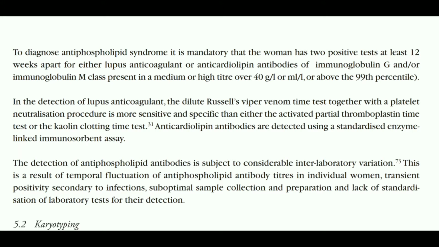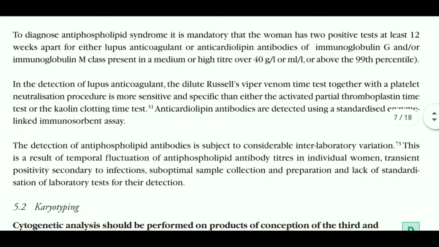Now, Russell viper venom time test. In the detection of the lupus anticoagulant, the dilute Russell viper venom test together with the platelet neutralization procedure is more sensitive and specific than either the activated partial thromboplastin time test or the kaolin clotting test. Anticardiolipin antibodies are detected using a standard enzyme-linked immunosorbent assay.